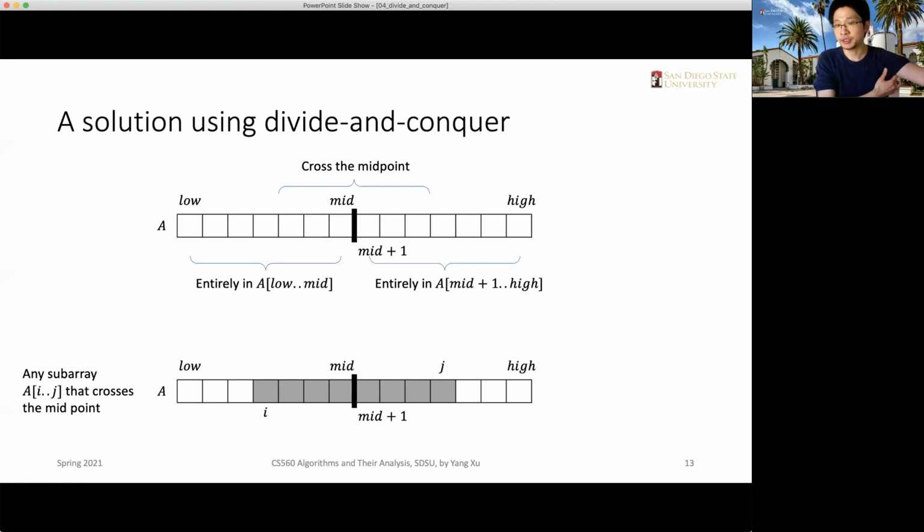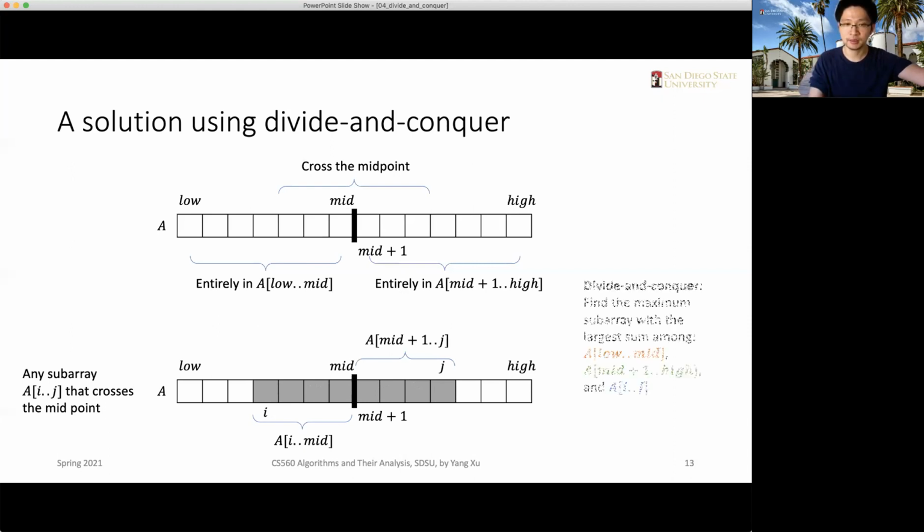The shadow area indicates the elements in the subarray, and we have the left and the right indices from i to j. Okay, so it must comprise two parts. For any subarray that crosses the midpoint, it must consist of two parts. The left part from i to mid, the right part from mid plus 1 to j.